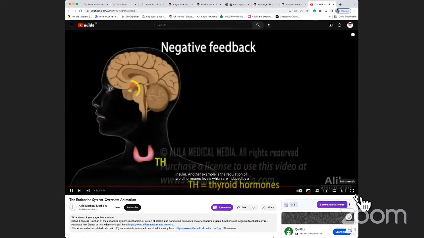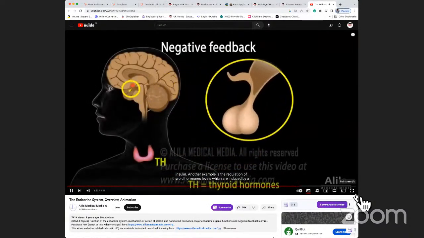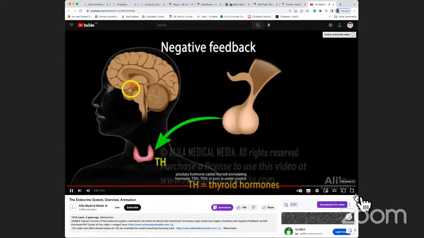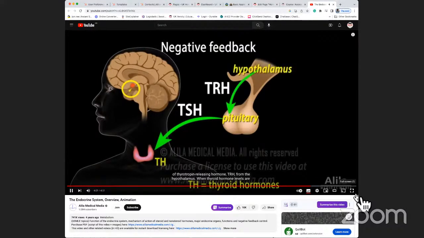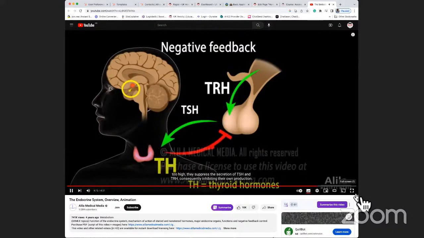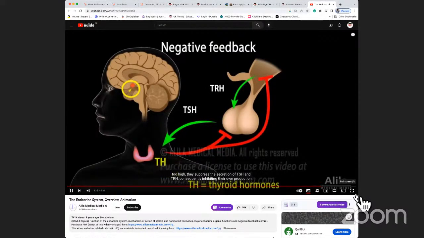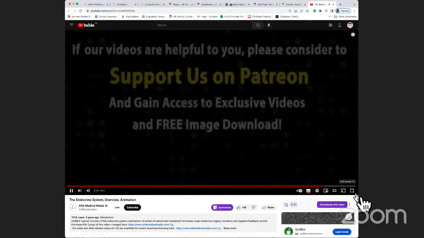Another example is the regulation of thyroid hormone levels, which are induced by a pituitary hormone called thyroid stimulating hormone, TSH. TSH, in turn, is under control of thyrotropin releasing hormone, TRH, from the hypothalamus. When thyroid hormone levels are too high, they suppress the secretion of TSH and TRH, consequently inhibiting their own production.